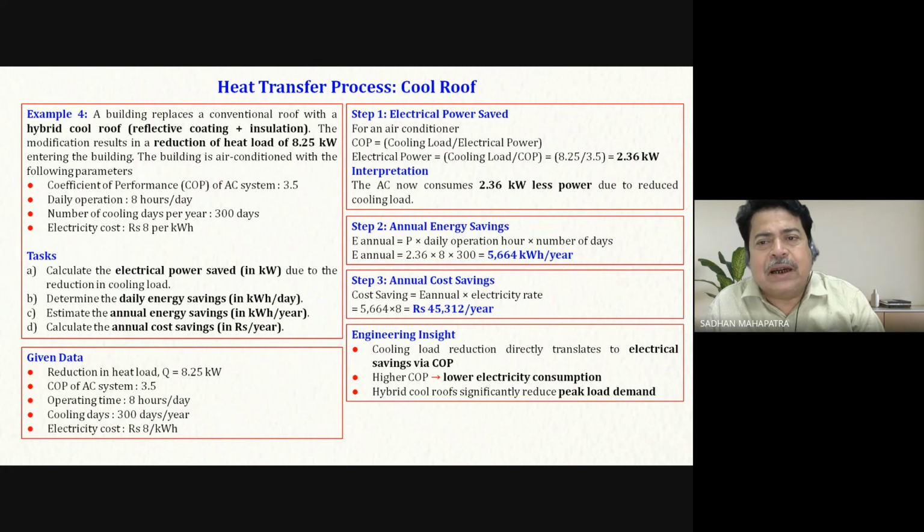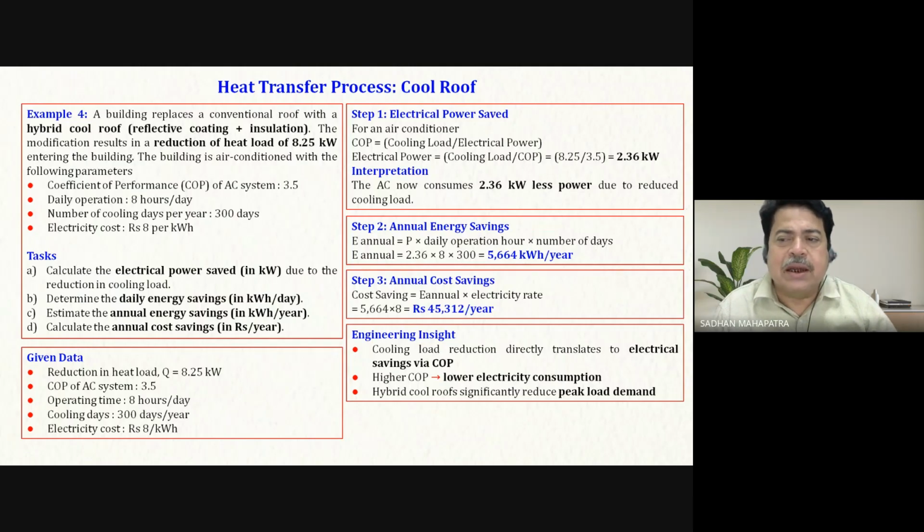Now, what is the electrical power saved for an air conditioner? COP means cooling load divided by the electrical power. So the electrical power is the cooling load divided by the COP. The cooling load is 8.25 kilowatt divided by the COP, so the electrical power is 2.36 kilowatt. So the AC now consumes 2.36 kilowatt less power due to the reduced cooling demand.